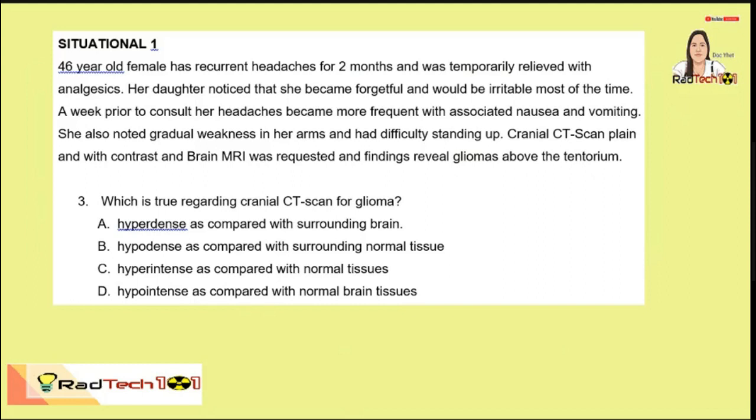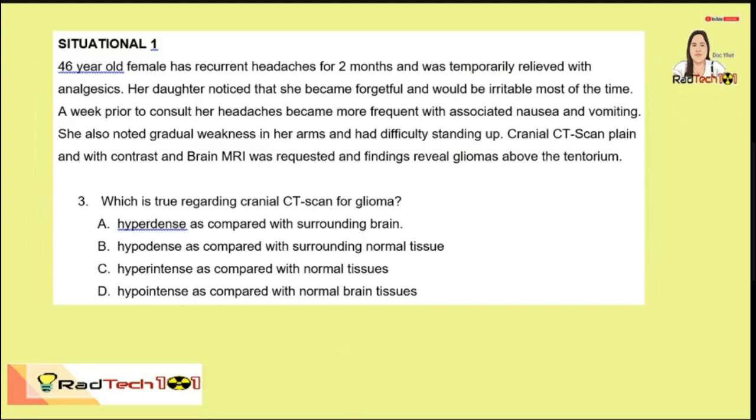So the cranial CT scan plain and with contrast and brain MRI was requested and findings reveal gliomas above the tentorium. Glioma is a malignant tumor of the glial tissue of the nervous system, and it is classified according to whether they are above or below the membrane in the brain called the tentorium. Tentorium is a membrane, so the gliomas can either be found above or below the tentorium. So the tentorium separates the cerebrum from the cerebellum. So cerebrum can be found at the upper portion, while the cerebellum is at the lower portion.